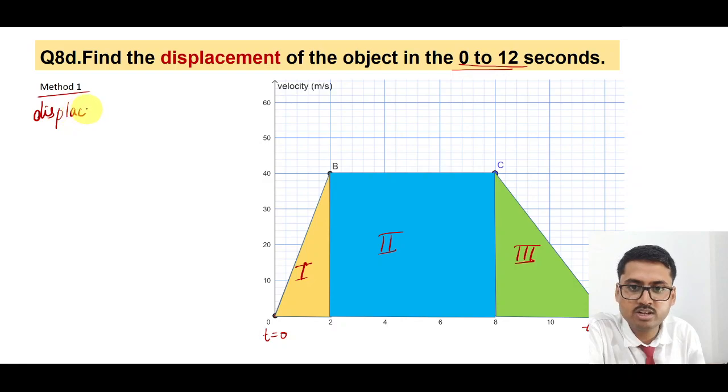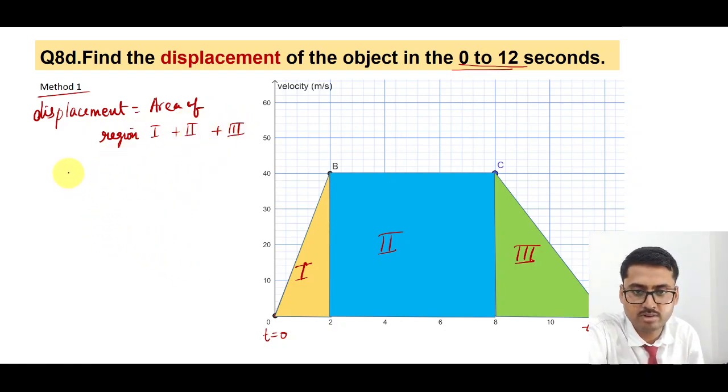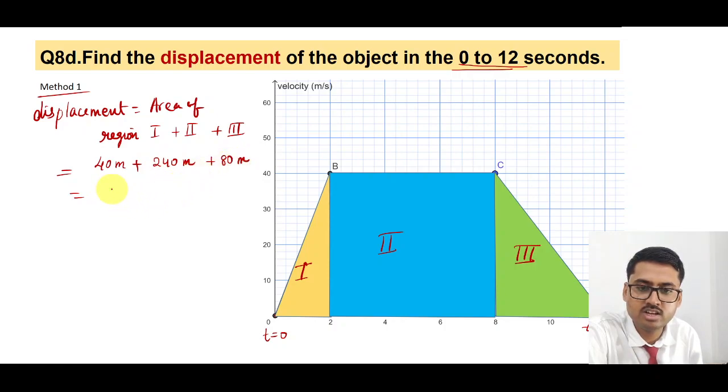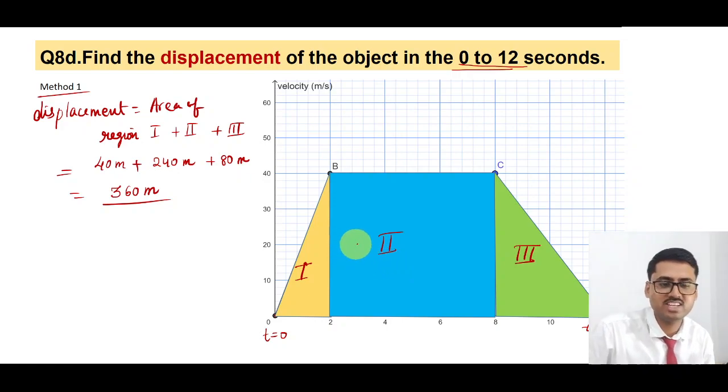This displacement is equal to the area of region 1 plus 2 and 3. If we add all the areas, we get the same answer. So what is this? First one was 40 meter, the second is 240 meter, and the third is 80 meters, if you remember. So here we have got 240 plus 40 is 280 and 280 plus 80 is 360 meter. So this is the displacement of the object in 12 seconds.